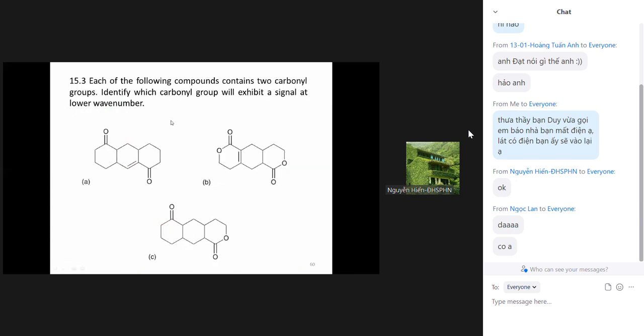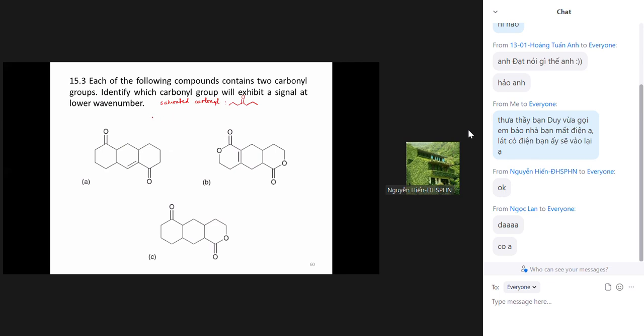Okay, so each of the following compounds contains 2 carbonyl groups. Identify which carbonyl groups will exhibit signals at lower wave number. So this exercise is to review about saturated and unsaturated conjugated carbonyl compounds. If you remember, saturated ketones have these structures. It does not have any double bond next to the carbonyl group.